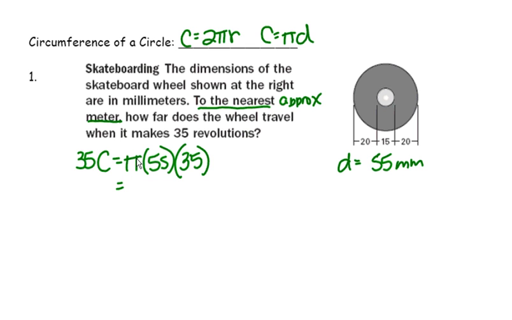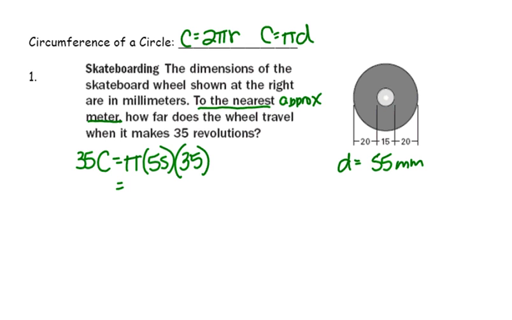Now, we all know that pi is 3.14. But unless we are specifically told to use 3.14, I want you to go ahead and use the pi button on your calculator because it is more accurate. So go ahead and multiply this all together right now. Come back when you have an answer.